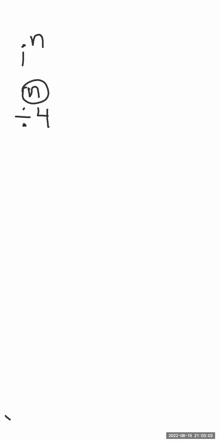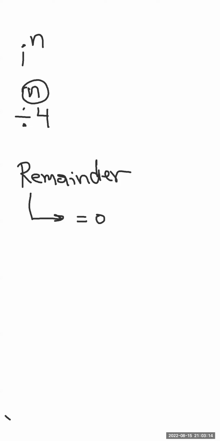This n divided by 4. Then, the remainder of division. If the remainder equals 0, for example, if the power is 4, the remainder will equal 0, because 4 divided by 4 equals 1 and the remainder is 0. 8 divided by 4 equals 2 and the remainder is 0. So simply, if the remainder equals 0, this means i to the power n will equal 1.